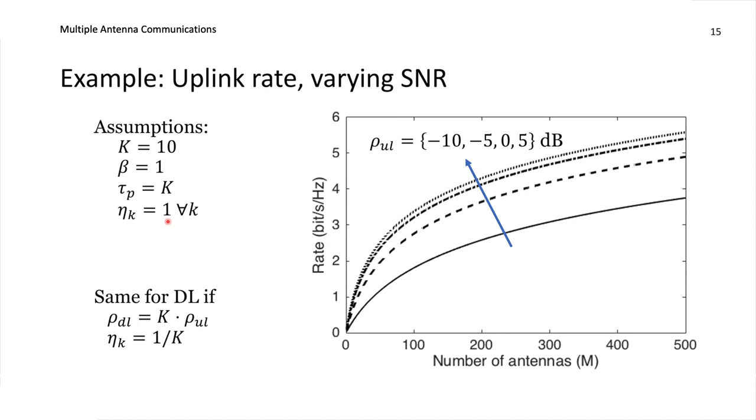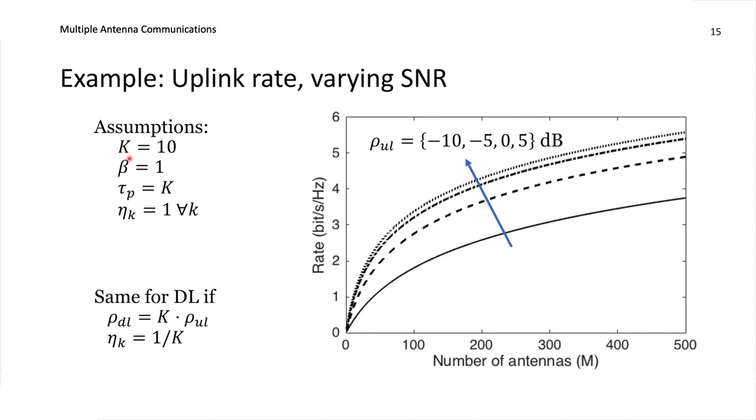And then we let all of the users transmit with full power, so eta k is equal to 1 for all of the users. Then the graph here is showing the rate, or the value of the lower bound of the capacity, in bits per second per hertz. And we are considering maximum ratio processing, and we are changing the number of antennas here. And we have four different curves representing different signal-to-noise ratios.